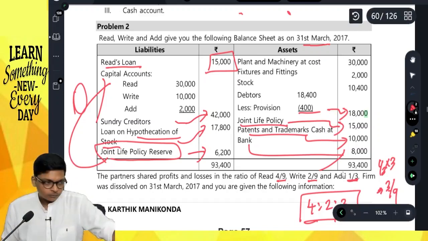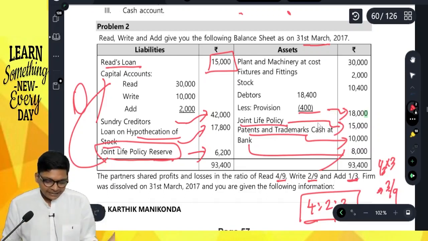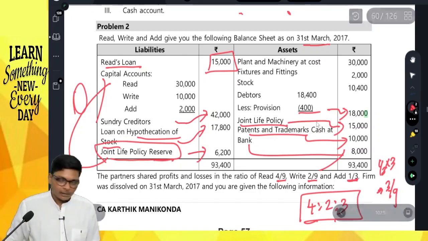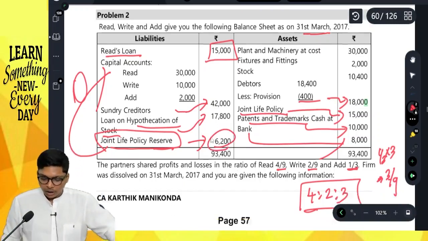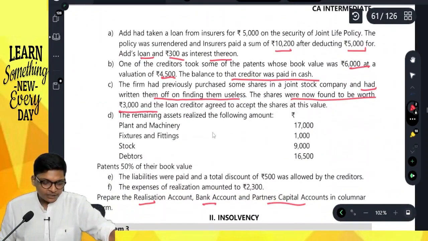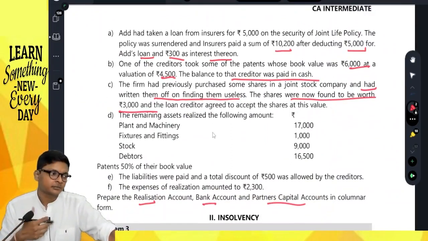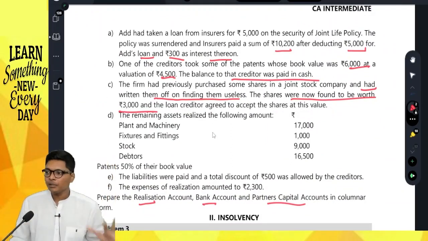JLP reserve: treat it like a reserve. JLP asset: treat it like other assets, like every other asset, stock, debtors. The reserve you have to transfer to the partners' capital. Now come down, we will see the adjustments. Of course, these adjustments are going to change our answer. I told you up to the table what we have learned.